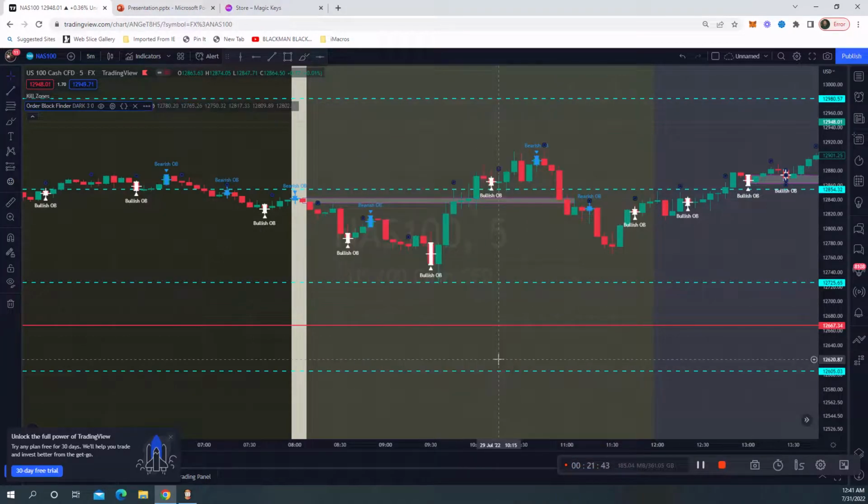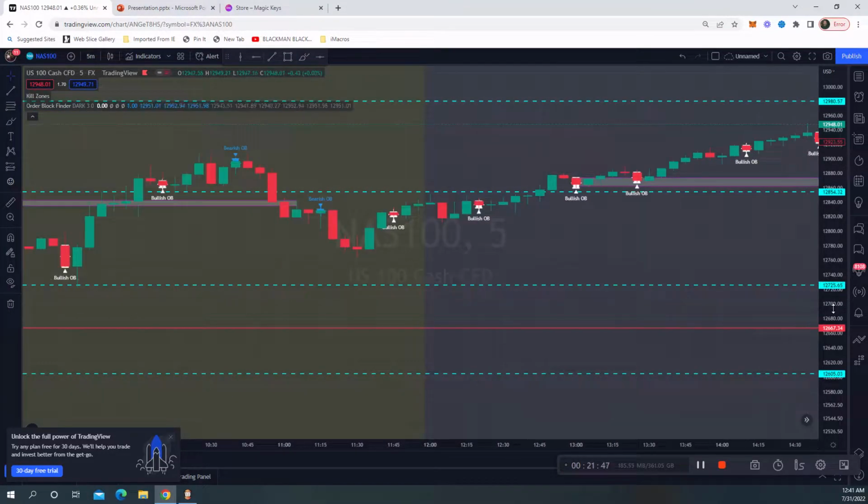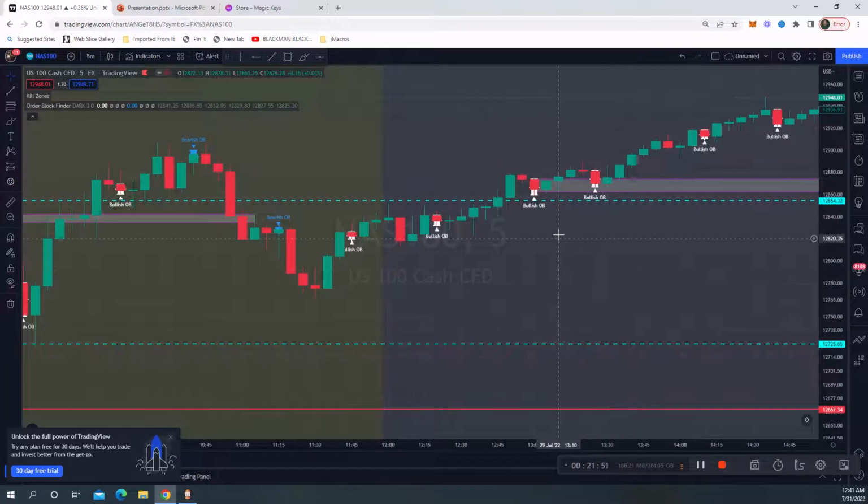Okay? Now, let me show you what I meant, how this helps you out. Here's your order block. Notice that the order block started on the candle.